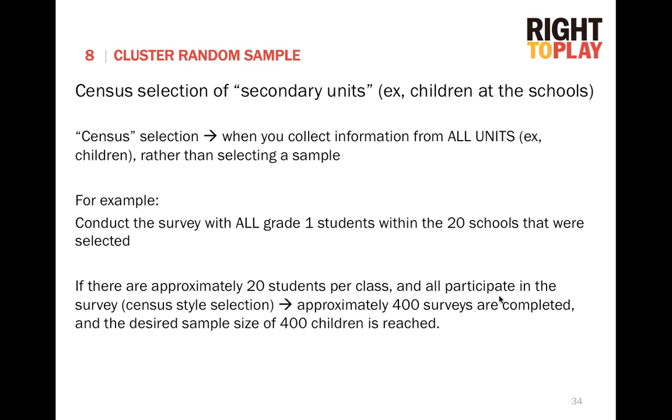So once you've selected the schools or your primary units, then you need to do a census selection of the secondary units. And in our example, this would be the children at the schools. A census style selection is when you collect information from all of the units, so from all the children, rather than selecting a sample. So in our example, once we've selected the 20 schools, we would then go to all the grade 1 students within those 20 schools. And if we assumed that there were approximately 20 students per class, and we were able to find all of them for the survey, that would give us approximately 400 surveys. And our desired sample size of 400 children is reached, which is pretty easy and pretty straightforward.